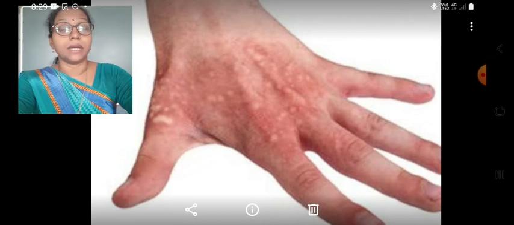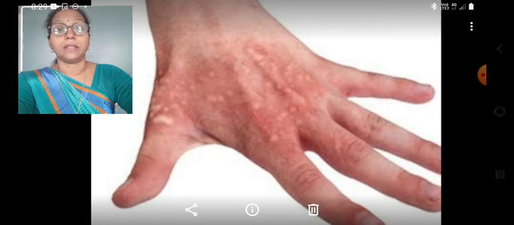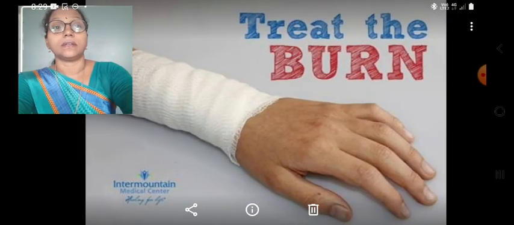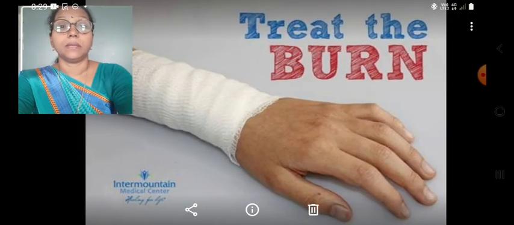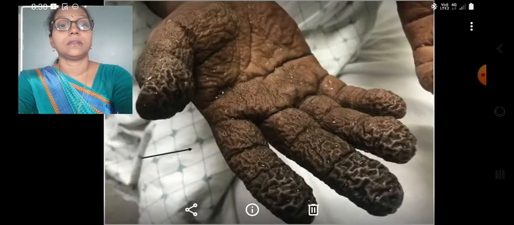If there is a burn, we want to give the person a warm drink. Do not frighten the person. Then take the patient to hospital. That is the first aid we want to give in case of burns. Here the burned part is covered with a light bandage.